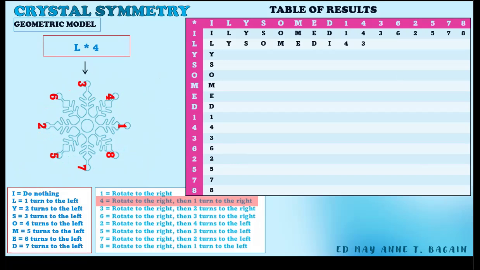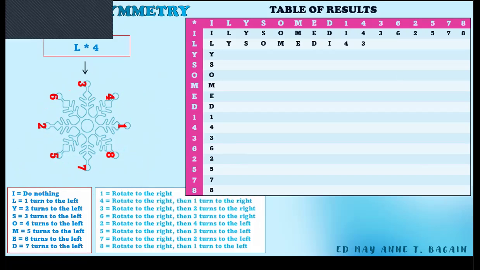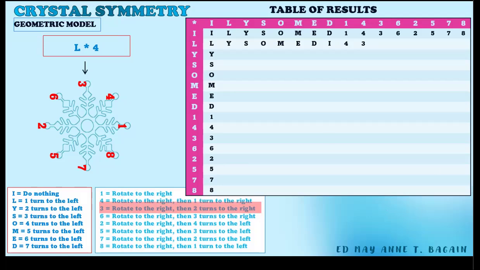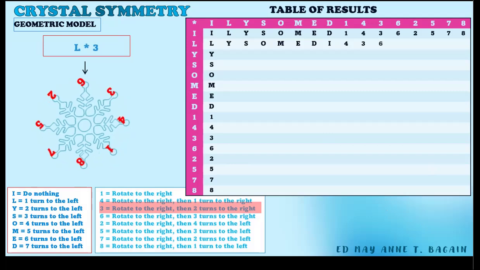So the same with L3. What is the move for 3? We have rotate to the right, then 2 turns to the right. Okay, so we're doing 2 turns now. Let's check what would be the answer. It would be 6. Okay, so that would be 2 turns to the right. So 1, 2, just this one. 6. So now we have number 6.